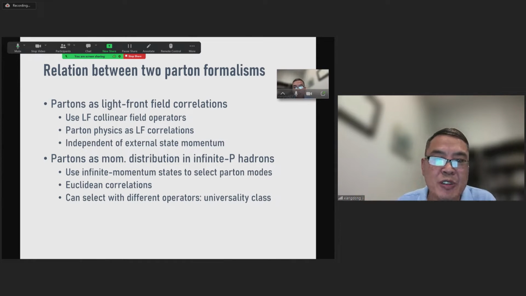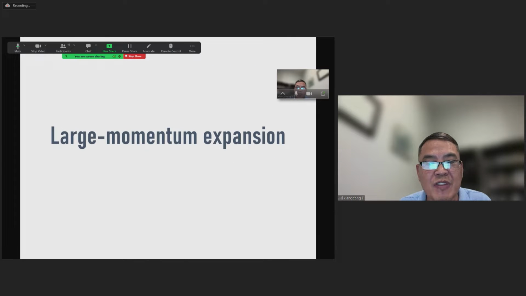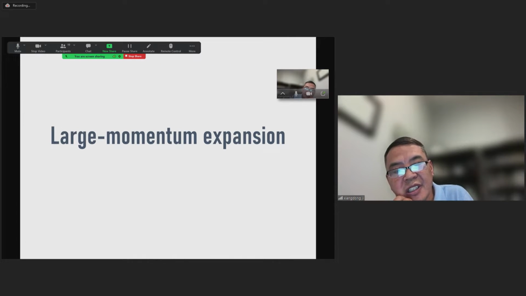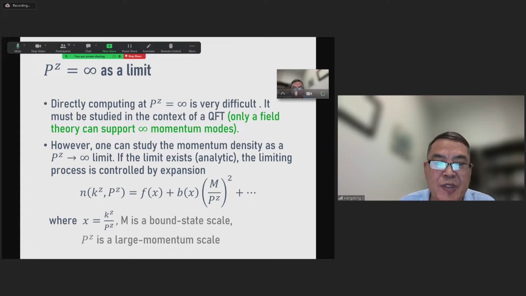The relation between two Parton formulas, and of course, it's just a Lorentz transformation, but it's an infinite Lorentz transformation. Now, this picture of the Parton distribution would allow us to do a large momentum expansion, because directly computing momentum equal to infinity is very difficult. So therefore, we could consider calculating the momentum density in the limit of p equal to infinity.